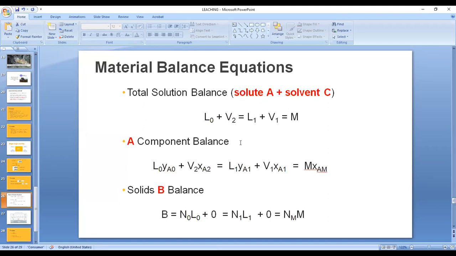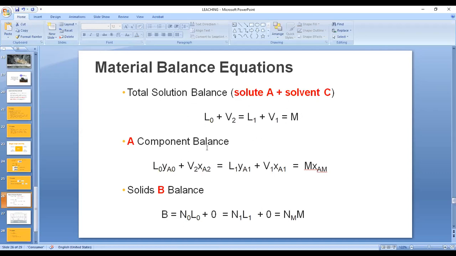You don't account B. So if you're given a feed that has an amount of solid on it, you have to take it out. If you're going to place it together with the L0, everything that you'll be doing is wrong. It's a mistake that majority would commit because they're so used to the material balance which accounts everything. In the case of leaching, you don't account the B or the inert solid B.